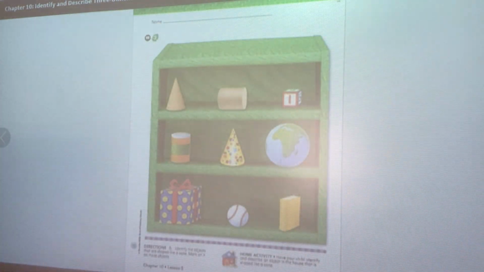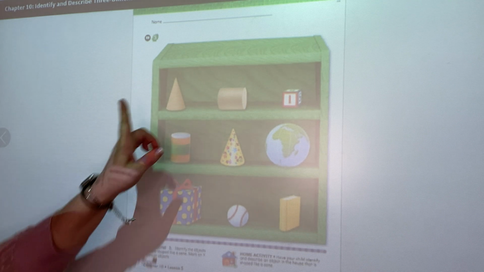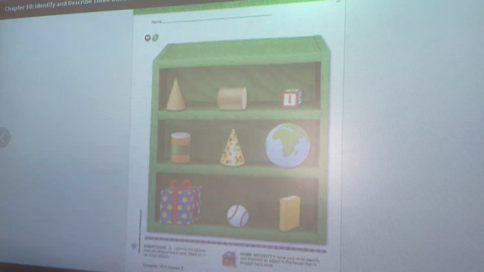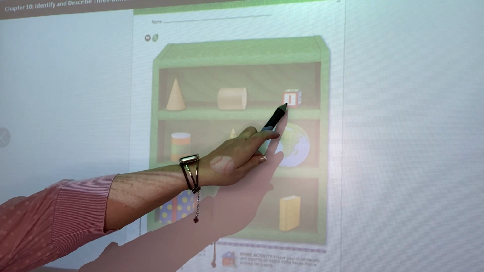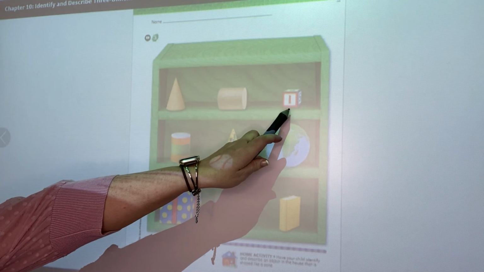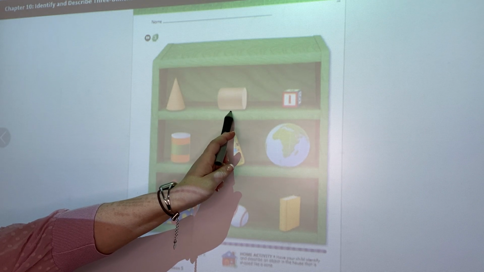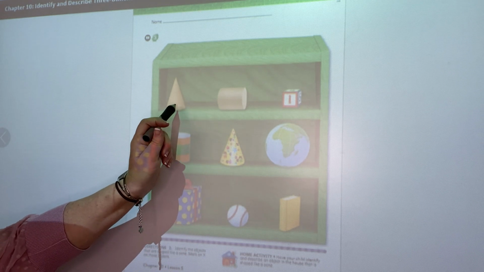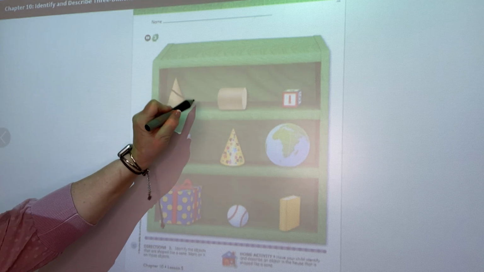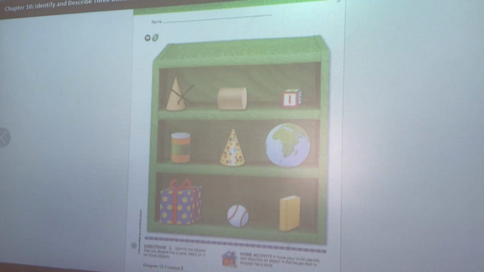Let's go ahead and take a peek. Here's our bookshelf that shows some real life objects. I want to know which one of those is a cone. I hope you can pick that one out on that row. That's pretty simple. It wouldn't be this because that would be a cube. This would be a cylinder. This would be our cone. So could you put an X on that cone?